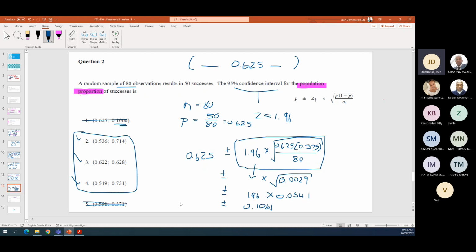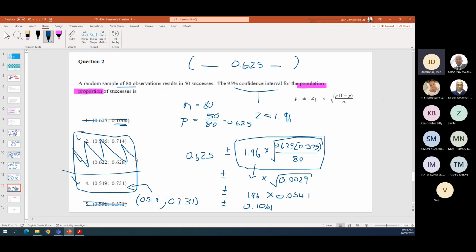So that then tells me that the top one is 0,731 and the bottom one is 0,519, which gives us option 4. Okay.